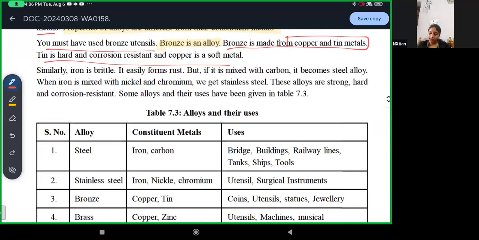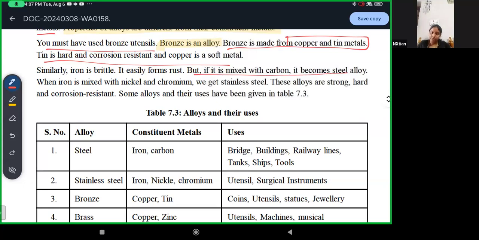Similarly, iron is brittle. It easily forms rust when it reacts to oxygen, to air and water. But if it's mixed with carbon, it becomes a steel alloy.